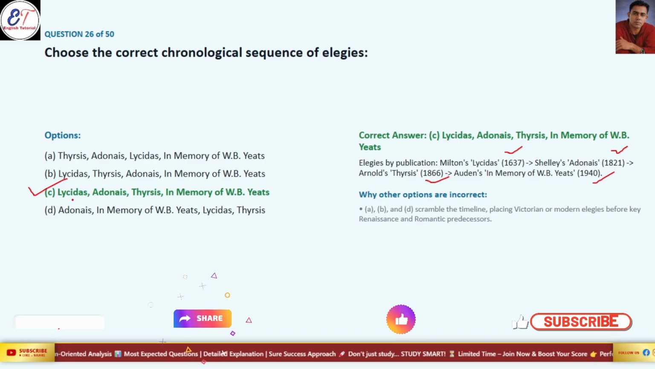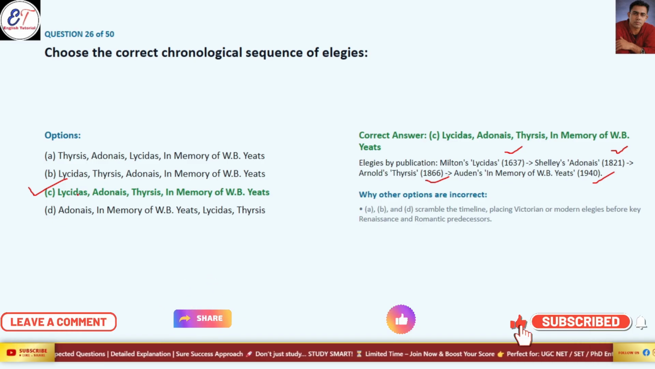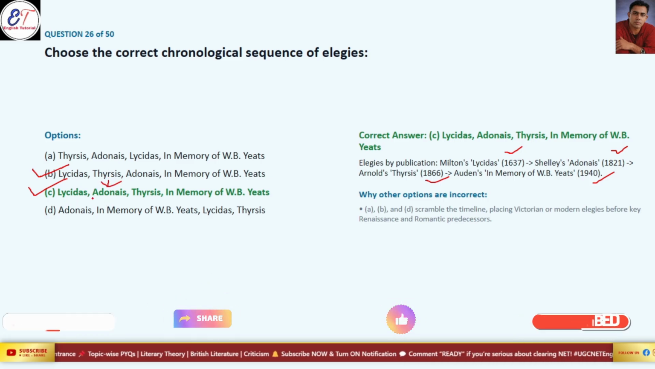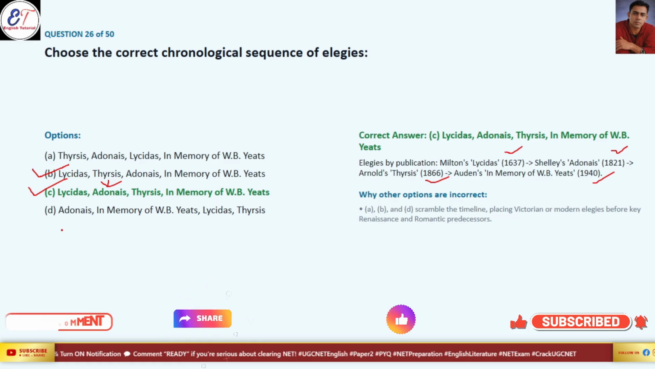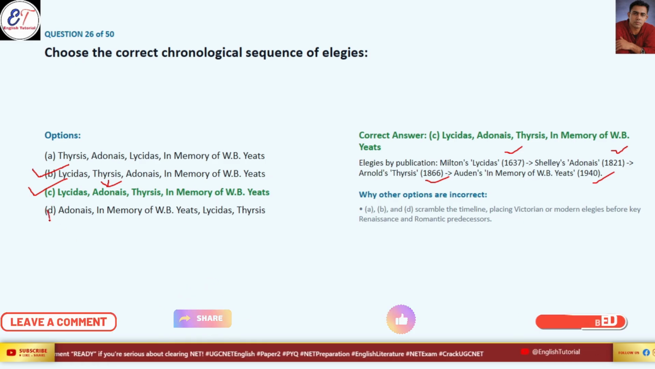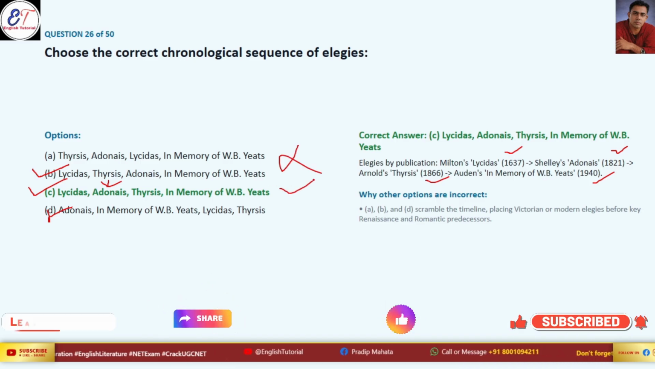So let's see the other options. Thyrsis is not the first. In the first option there are two options with Lycidas first, but after Lycidas here is Thyrsis. So this one is wrong, because after Lycidas it will be Adonais, then Thyrsis, and then Yeats. In this option Adonais is not first, Thyrsis is not first, so only option C is the correct answer.